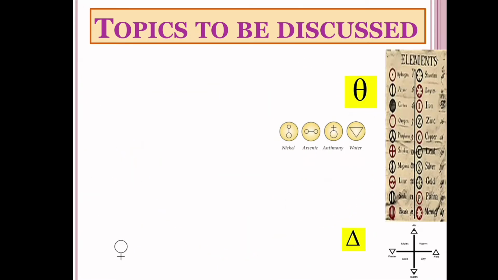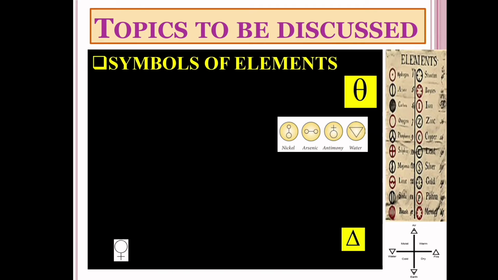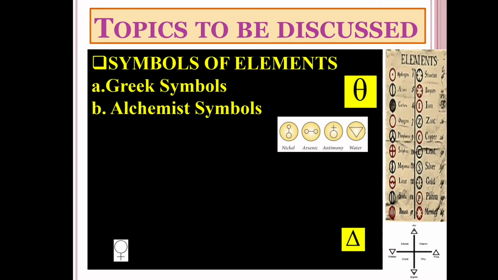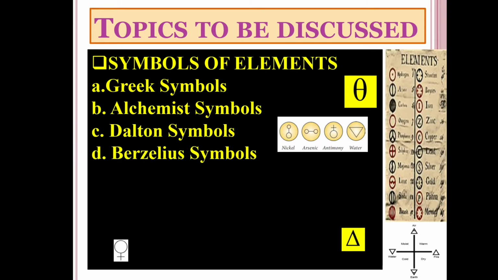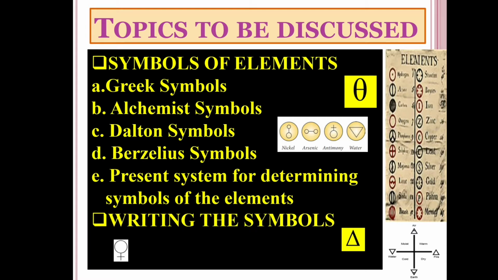Topics to be discussed: Symbols of elements, Greek symbols, alchemist symbols, Dalton symbols, Berzelius symbols, present system for determining symbols of the elements, and writing the symbols.